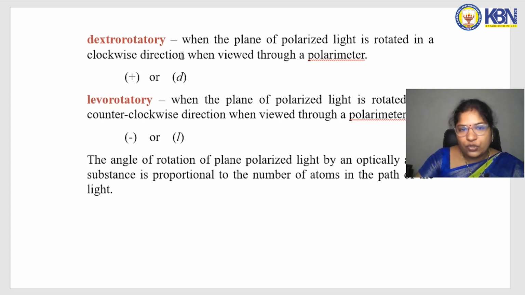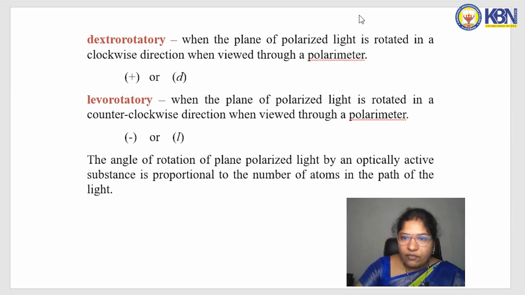Next, dextrorotatory and levorotatory. When the plane polarized light is turned to the right side by a compound, the compound is said to be dextrorotatory. If the plane polarized light is turned towards the left side, that is said to be levorotatory. Dextrorotatory is represented by plus or small d, and levorotatory is represented by minus or small l.